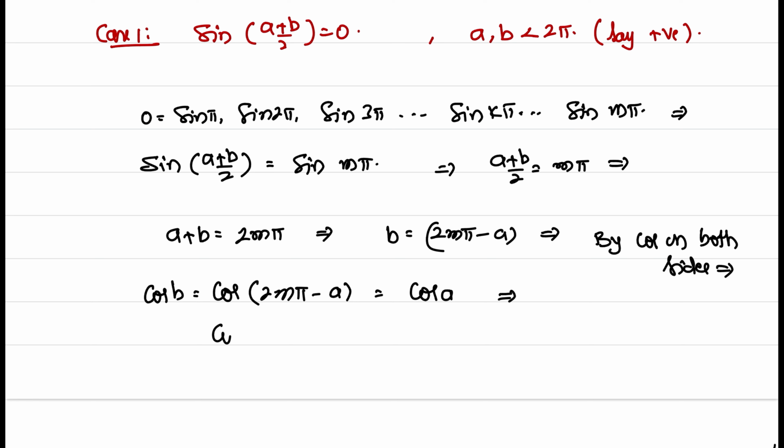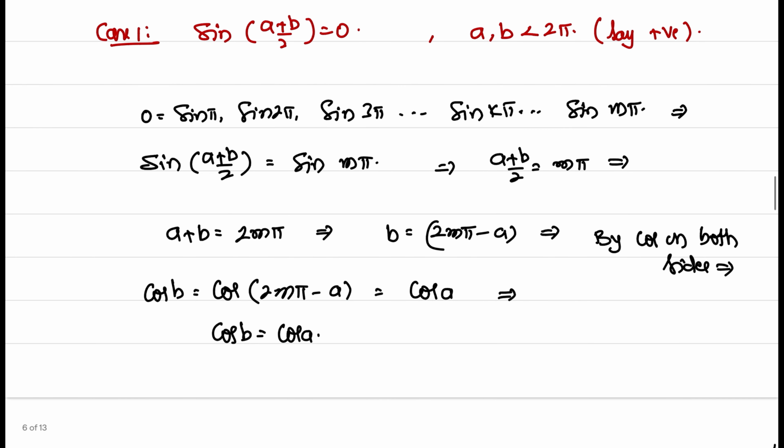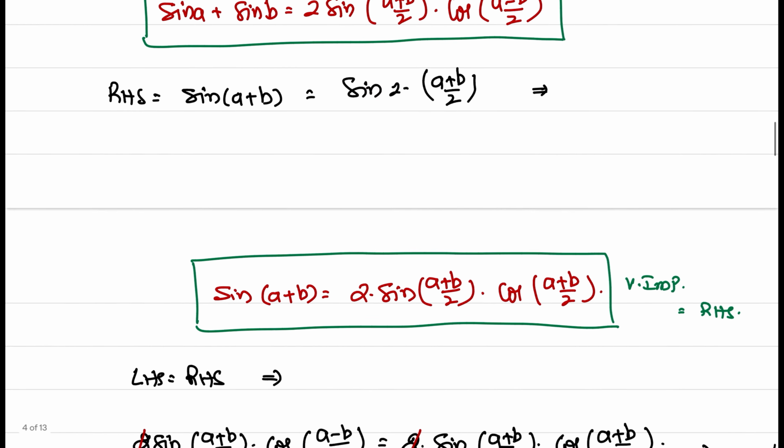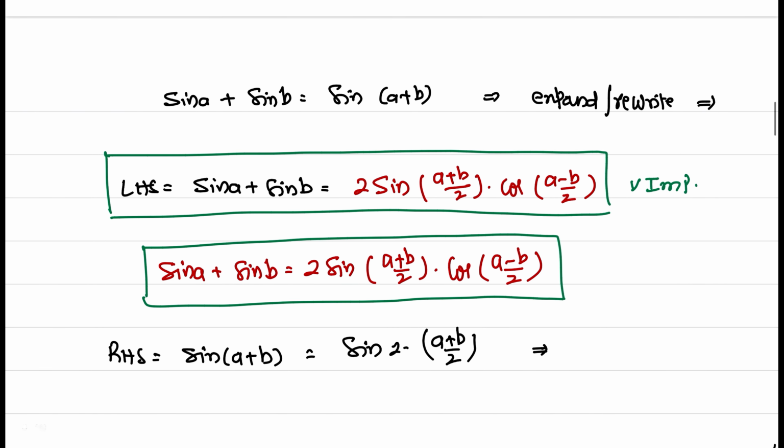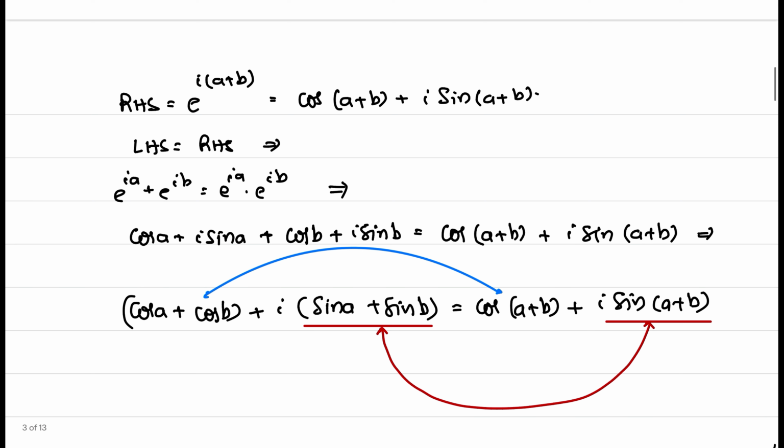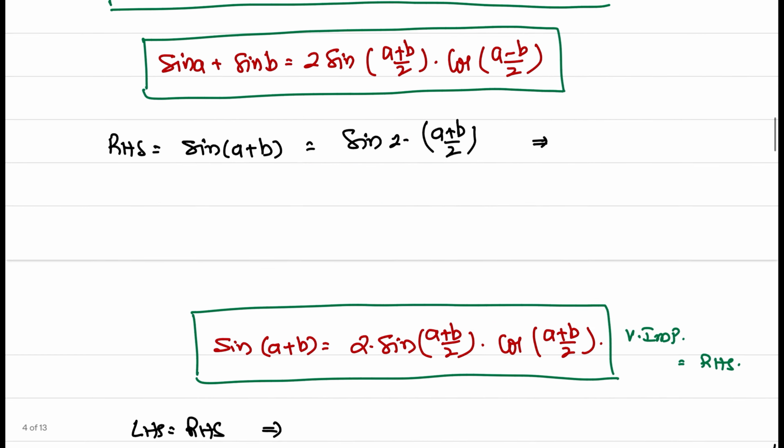That implies cos b is equal to cos a. And when you compare the real values, what happens? Cos a plus cos b is equal to cos a plus b.